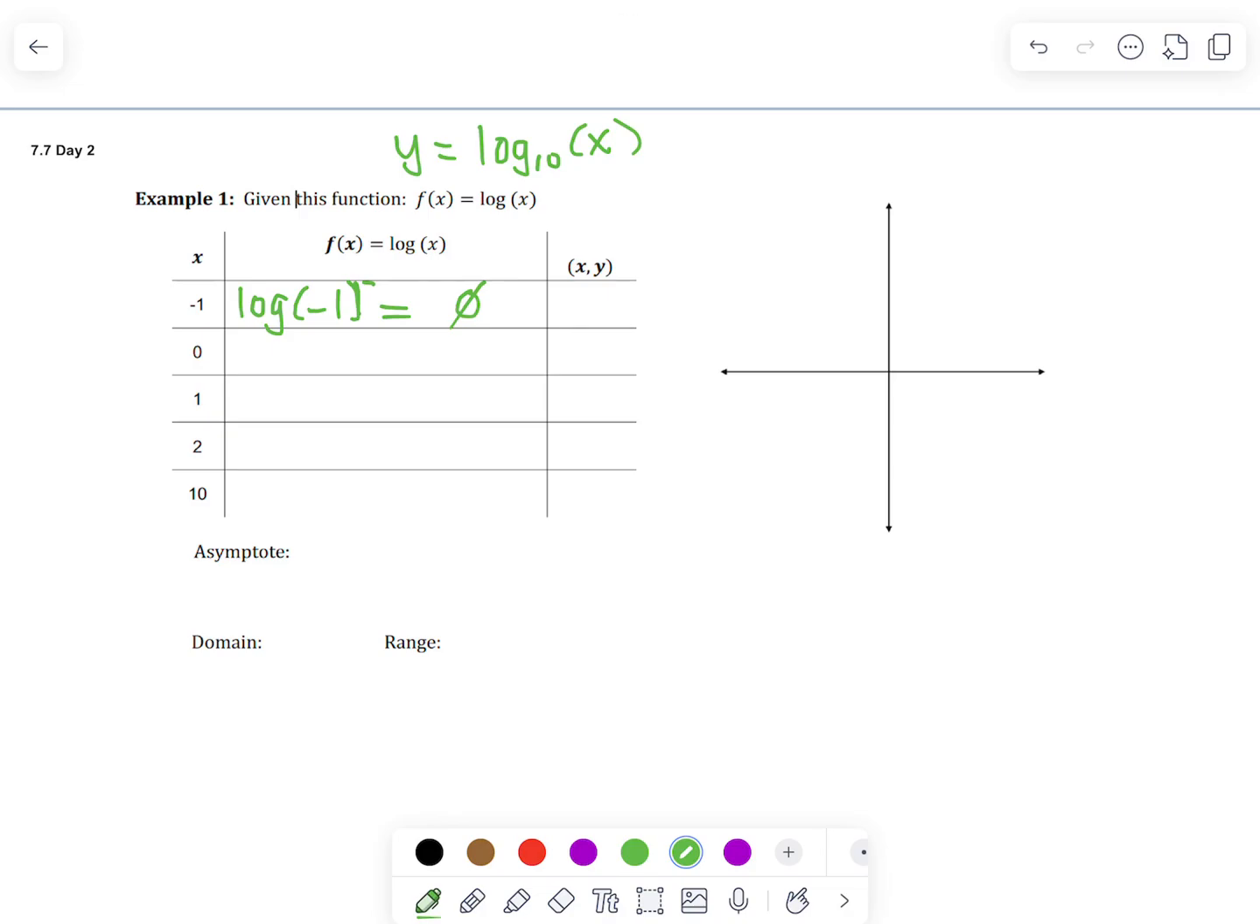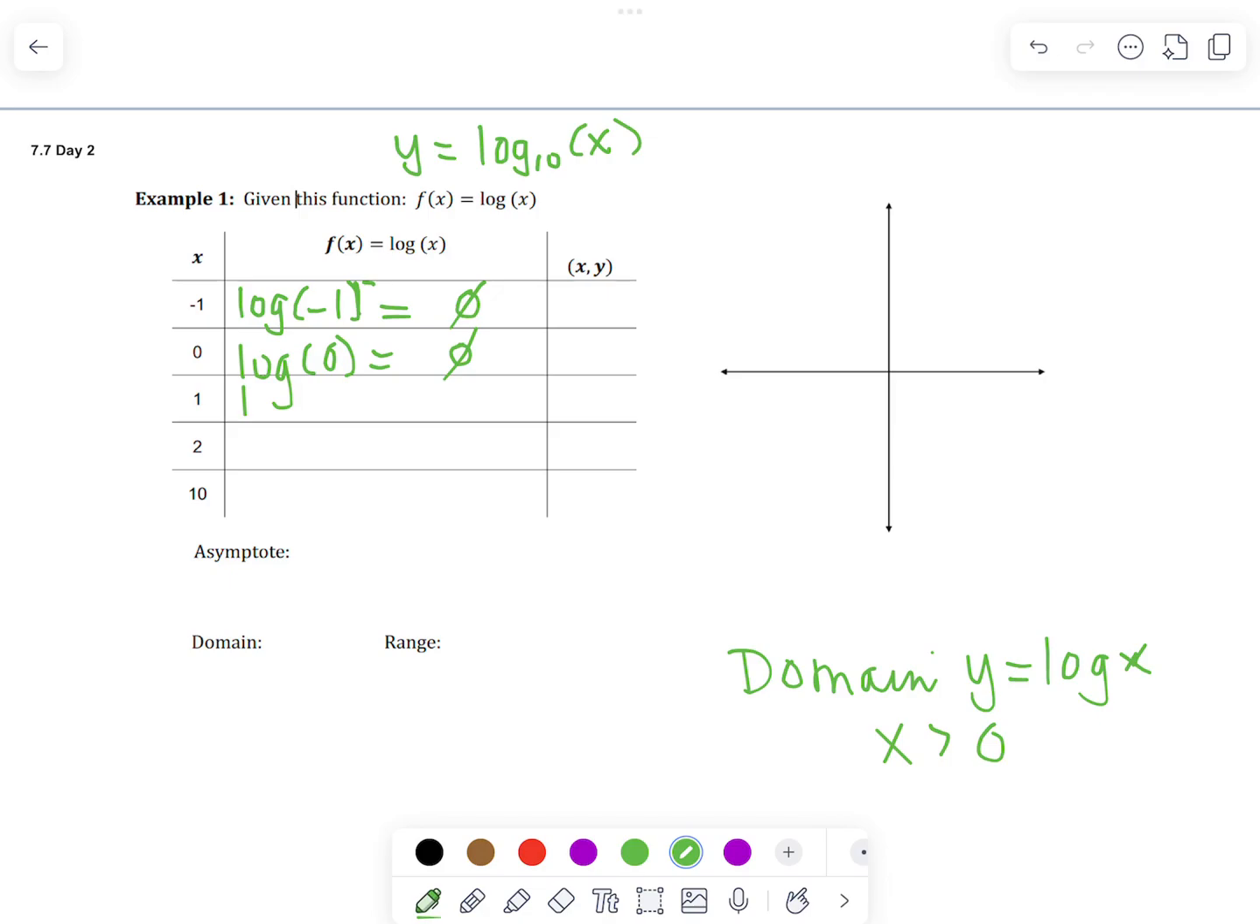So the domain for a logarithm of any base has to be x values greater than 0. So then again, if we substitute 0 into the calculator for a logarithm, it will not exist because it's not greater than 0.